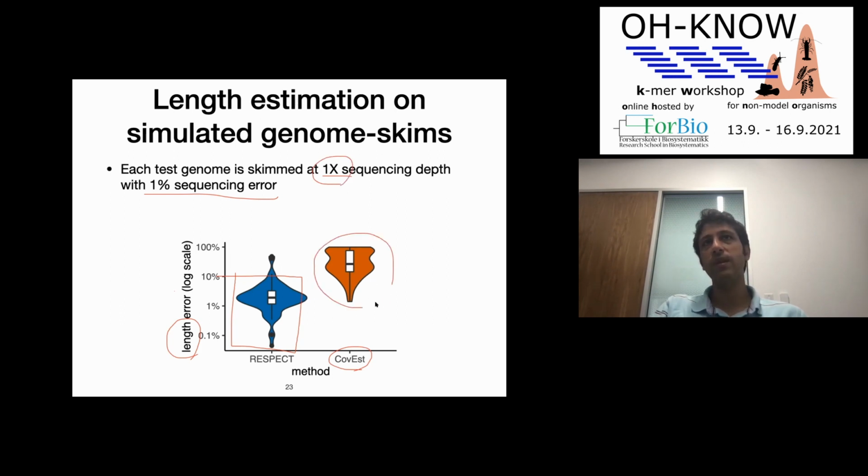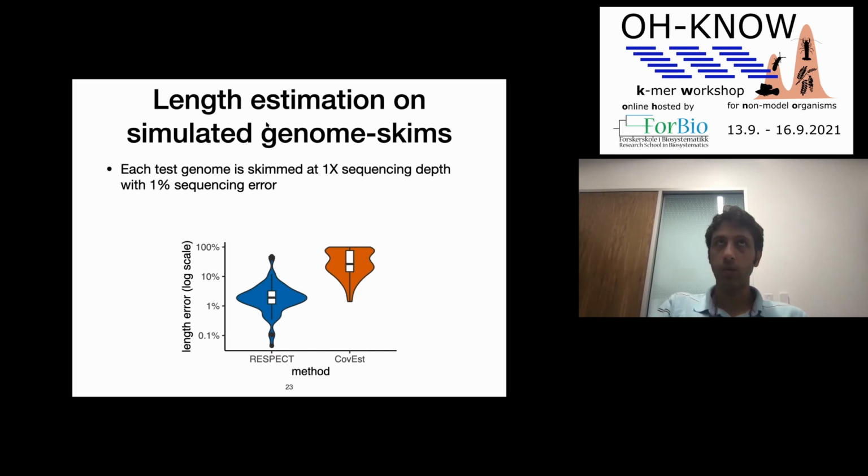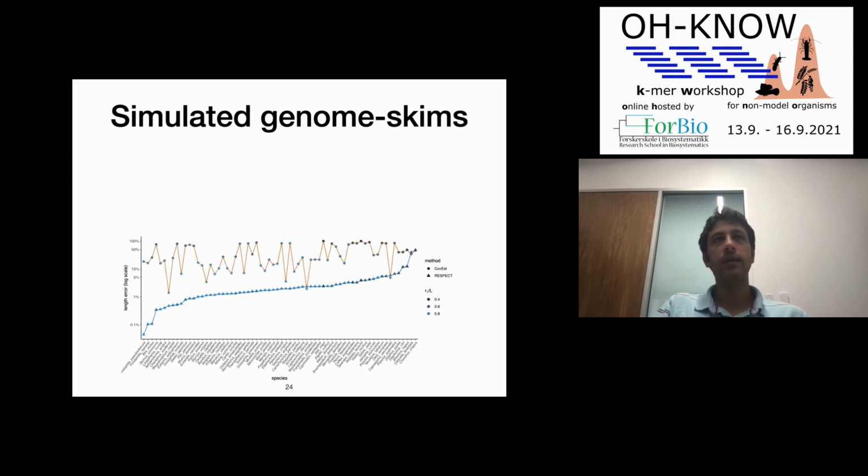And this previous method called CovS wasn't quite as good. In fact, it was quite a bit worse. Most of the time it was more than 10% error. And it's not surprising, it wasn't really designed for such low coverage. Okay, so that's the first results. These are the averages, 4% error versus 40%.